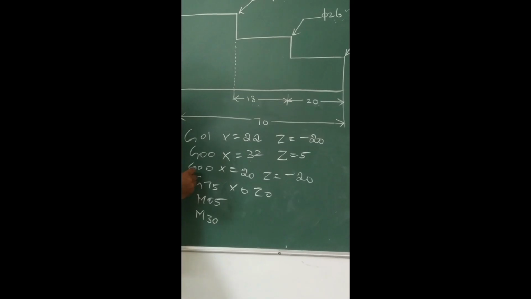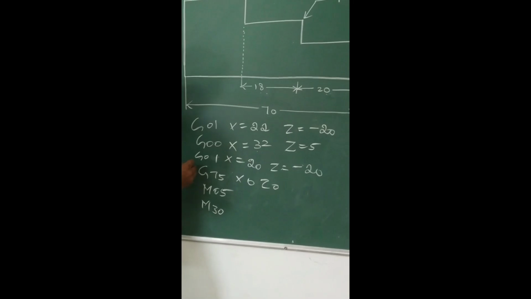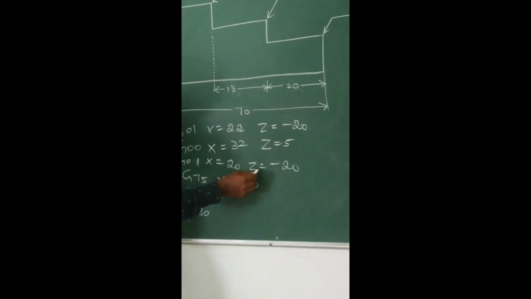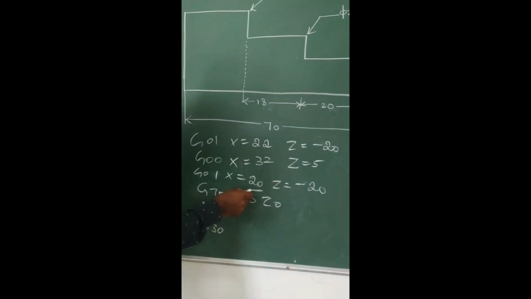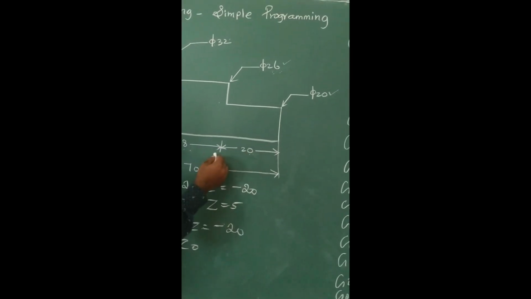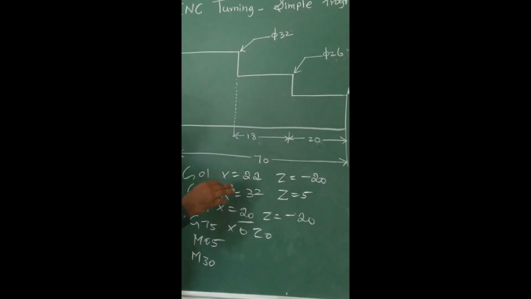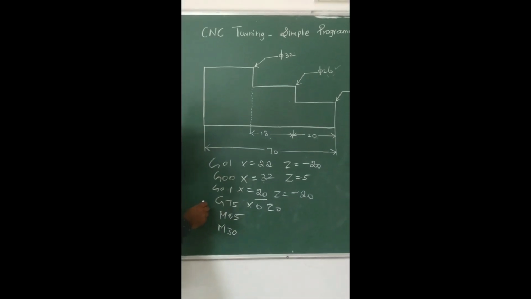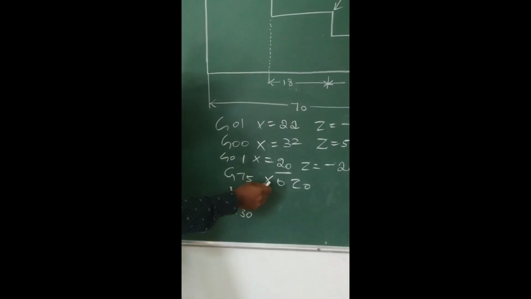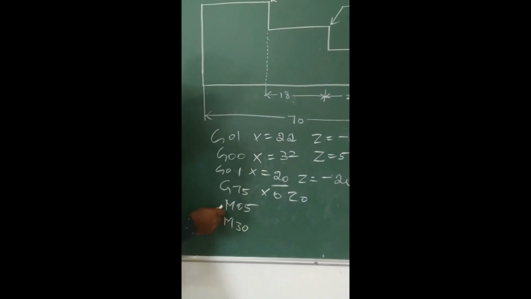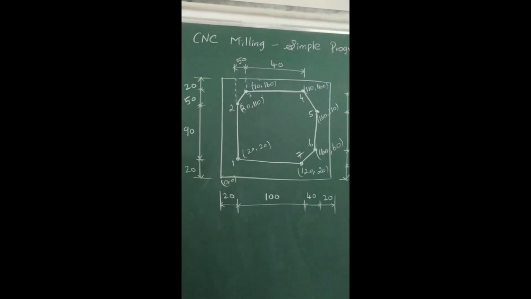Then G01, that is linear movement. X is equal to 20, Z is equal to minus 20. Now the diameter is reduced from 26 to 20. Z is the distance traveled, that is minus 20 mm. Then we have converted the workpiece into our required diagram. Now we have to send the cutting tool to the home position. So G75, X0, Z0, M05 which indicates the spindle stop, and M30, that is the end of the program. Thank you.